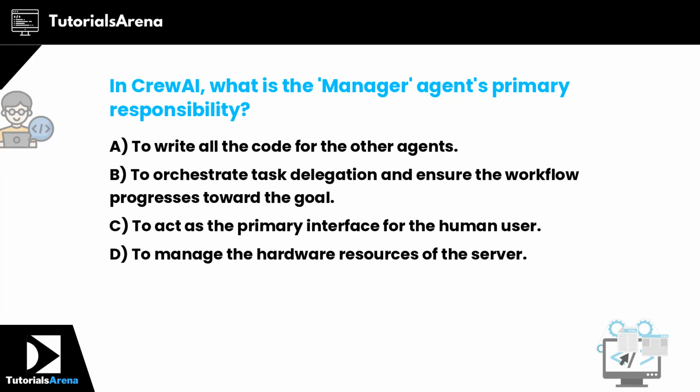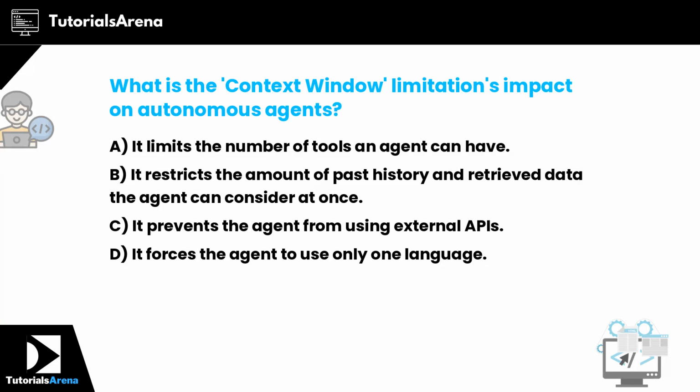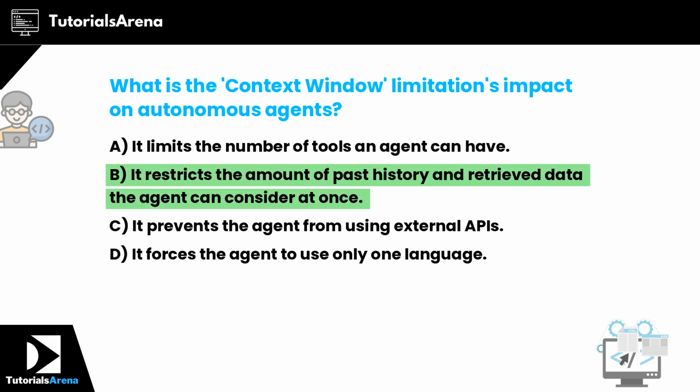In CrewAI, what is the manager agent's primary responsibility? The correct answer is option B. To orchestrate task delegation and ensure the workflow progresses toward the goal. What is the impact of context window limitations on autonomous agents? The correct answer is option B. It restricts the amount of past history and retrieved data the agent can consider at once.